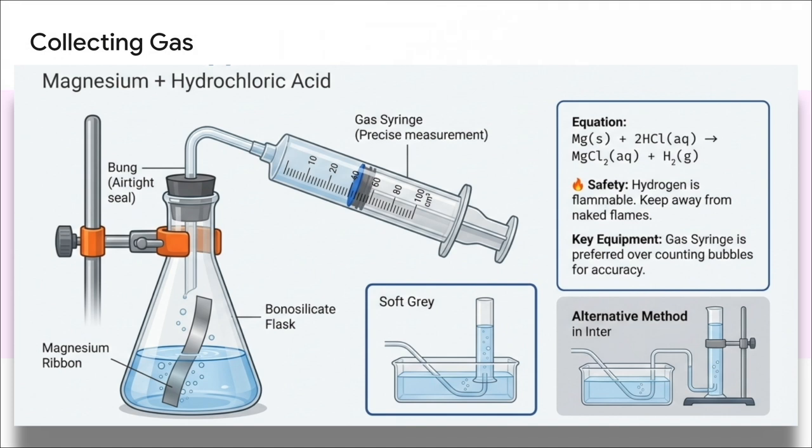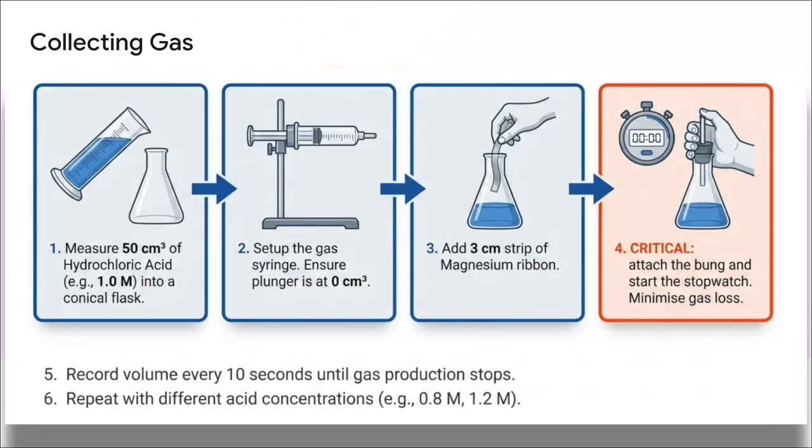Another brilliant way to do it is to collect any gas that's being produced. You can use a gas syringe where a plunger gets pushed out as the gas fills it up. Or you can bubble the gas into a measuring cylinder that's upside down in a trough of water. Now the key here isn't just to time the end of the reaction, but to record how much gas you've collected at regular intervals, say every 30 seconds.